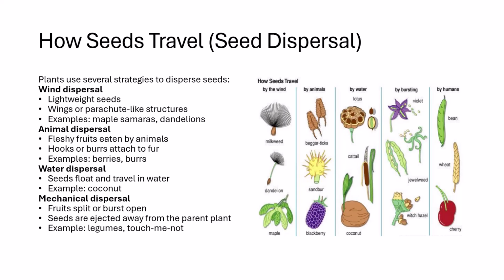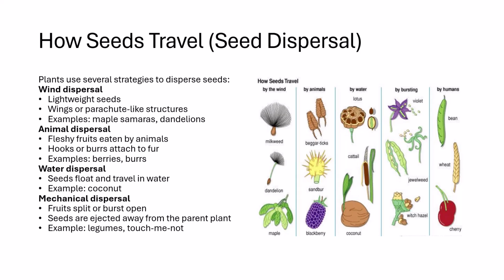One of the most important roles of fruits is to help disperse seeds away from the parent plant. Plants have evolved several strategies for seed dispersal. Some rely on wind dispersal. These seeds are typically lightweight and may have structures such as wings or parachutes that help them travel through the air. Examples include maple samaras and dandelion seeds.